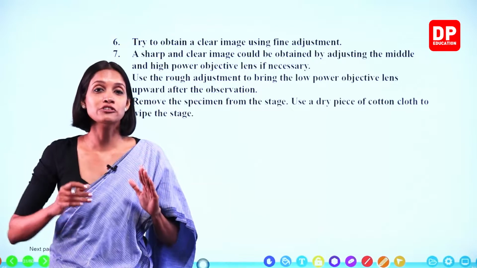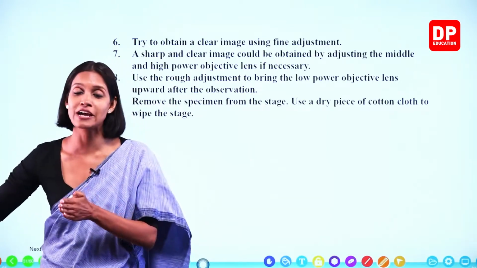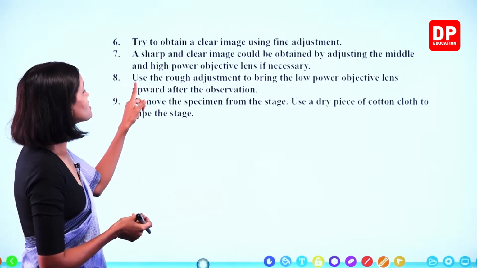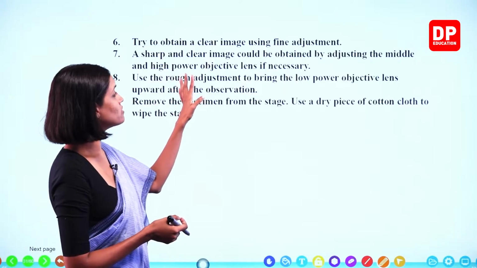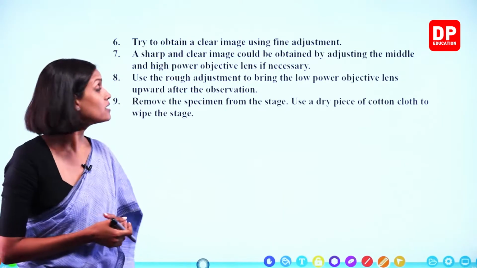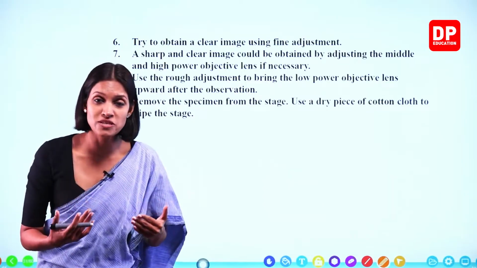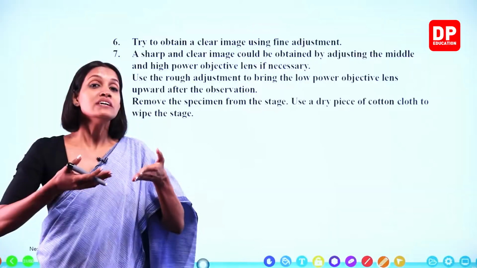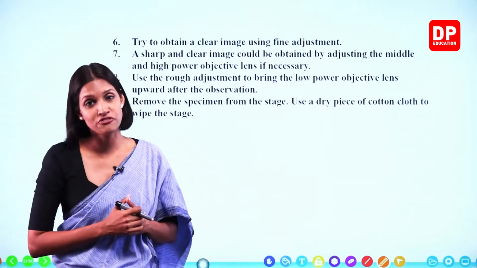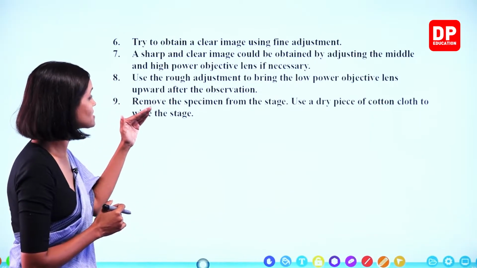Anyway, don't forget to rotate it back to the low power when you are going to remove the slide from the stage. Right? Use the rough adjustment to bring the low power objective lens upward after the observation. Right? What you have to do after observing the specimen, you have to take the objective lenses up by rotating the rough adjustment. Okay? And finally, remove the specimen from the stage.